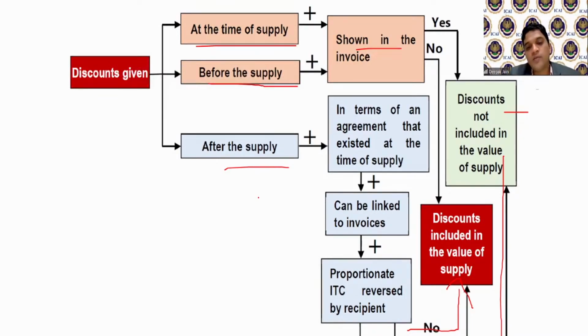Should the seller inform the government about the credit note, or the purchaser? The seller has to inform because the seller has the control. He is raising the credit note. He has to inform the government through the GST portal. Okay, and this will reflect in the purchaser's GST portal also.